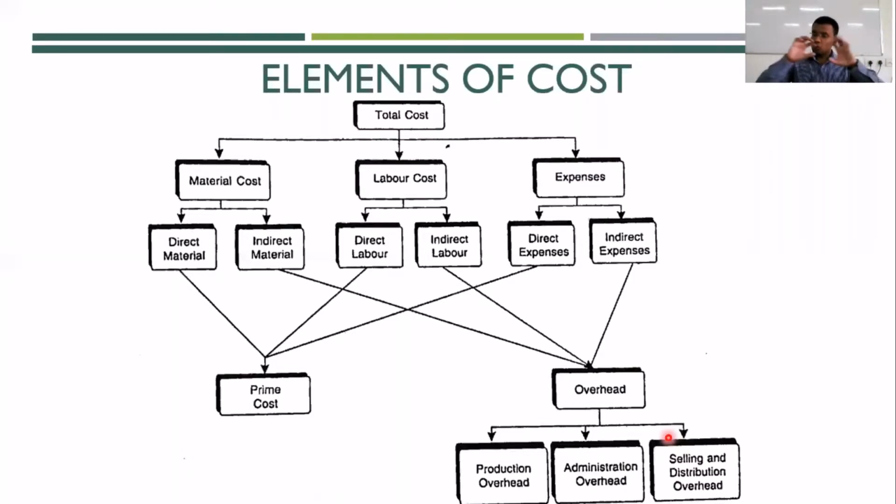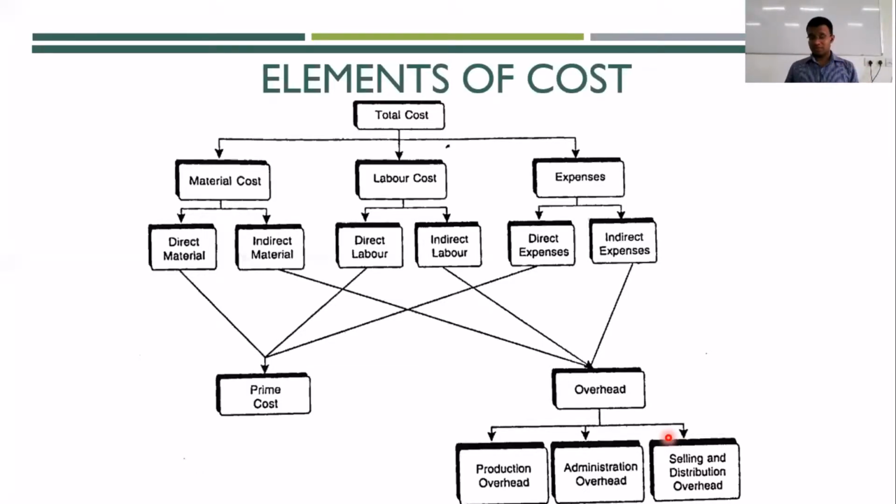So overhead refers to the indirect expenses which are incurred by your business. Depending on which stage you're incurring the indirect expense, you would end up calling it production, administration, or selling and distribution overhead.